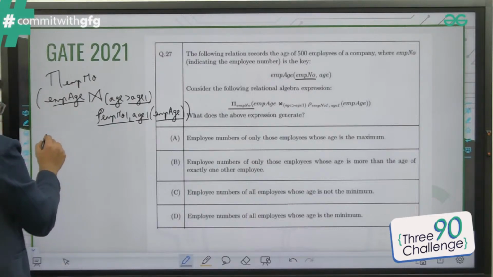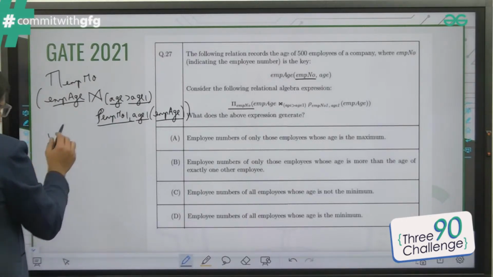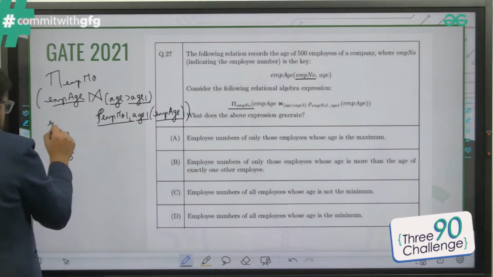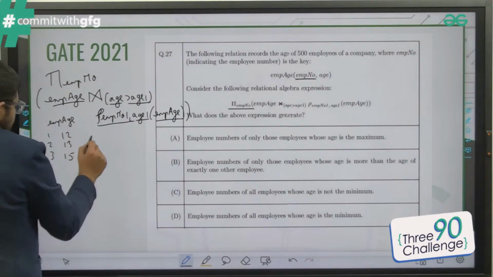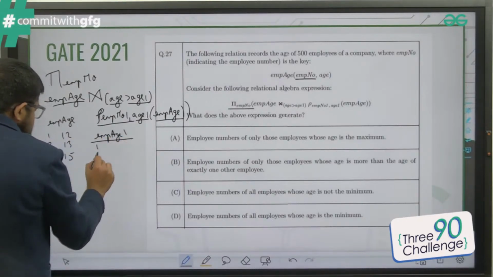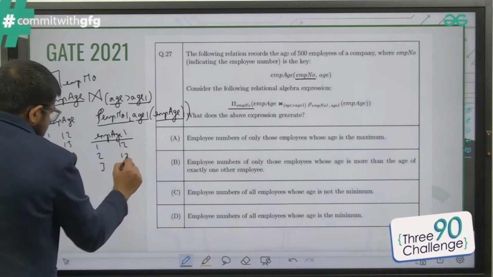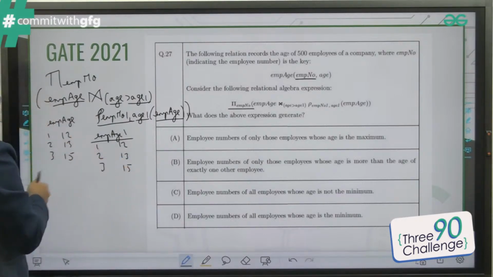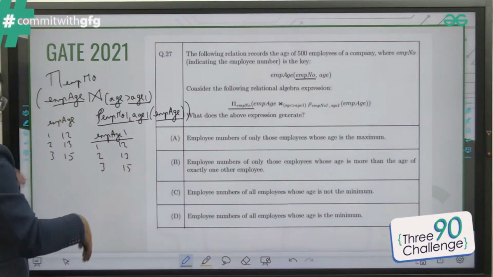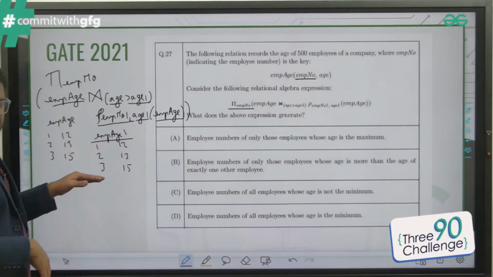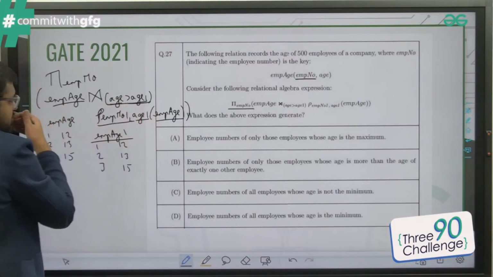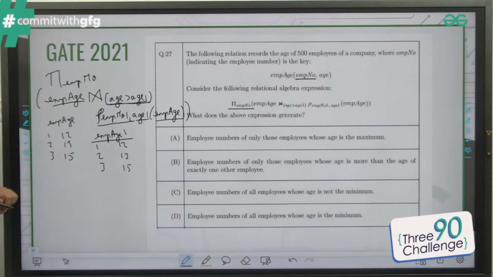For example, if I have employees 1, 2 and 3 and their ages are 12, 13 and 15. So this is your employee age table and this is your employee age 1 table, because we have just renamed, so it is 1, 2 and 3 and 12, 13 and 15. Now you take a join between them based on this condition. Basically you take a cross product, so each and every tuple here will be associated with each and every tuple here, and then you just take the tuples where this condition is true. So age must be greater than age 1.